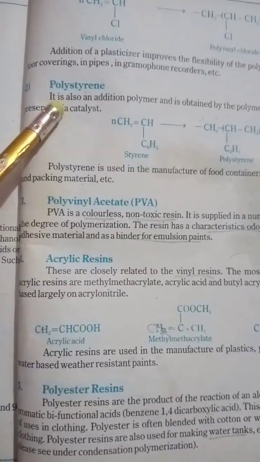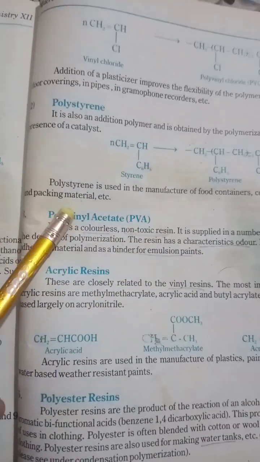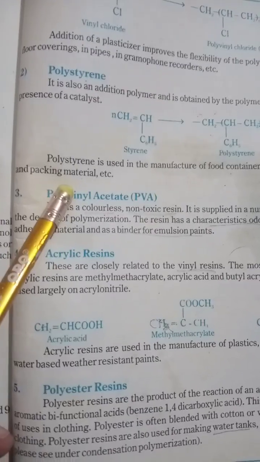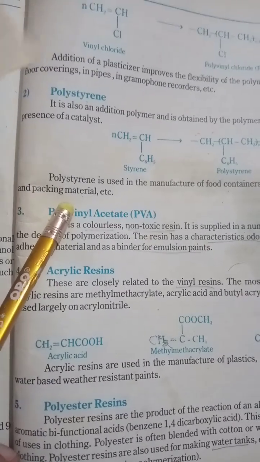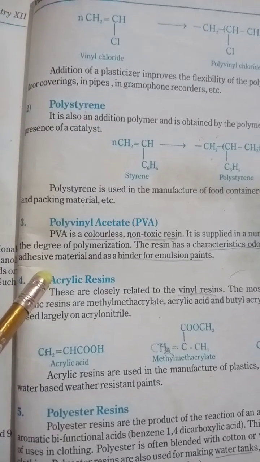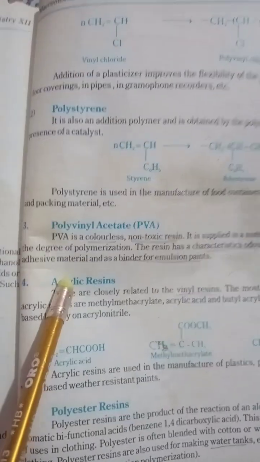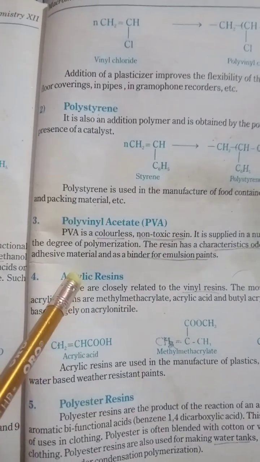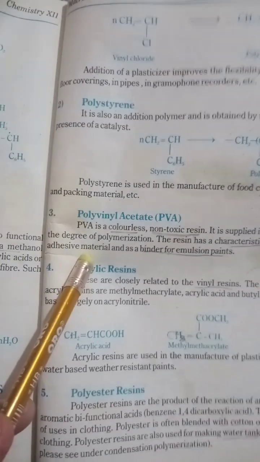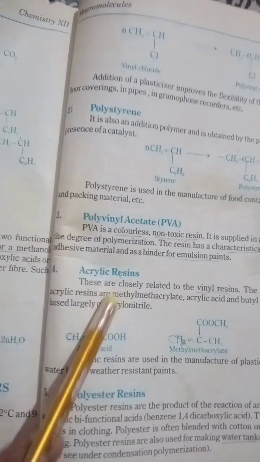Polystyrene: styrene is converted into polystyrene, and it is used for food containers, cosmetic bottles, toys, and packing material. And polyvinyl acetate is a colorless and non-toxic resin having a peculiar odor, and it is used as an adhesive material and as a binder of emulsion paints.